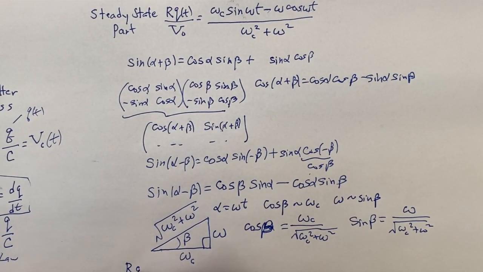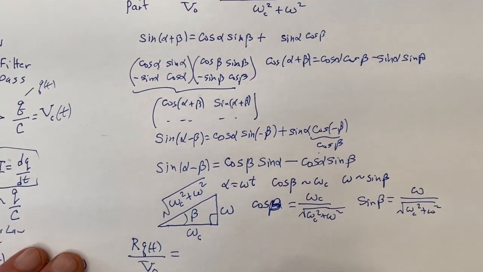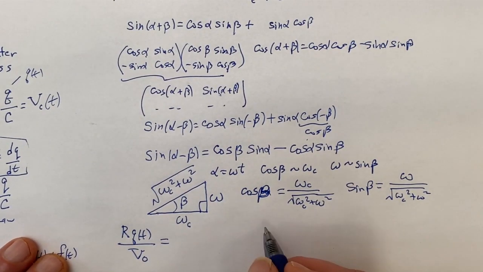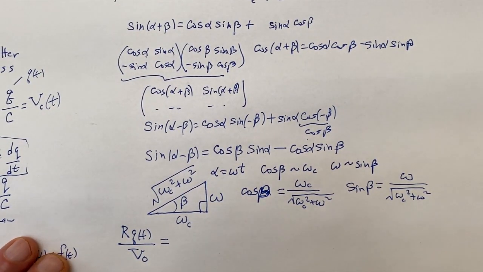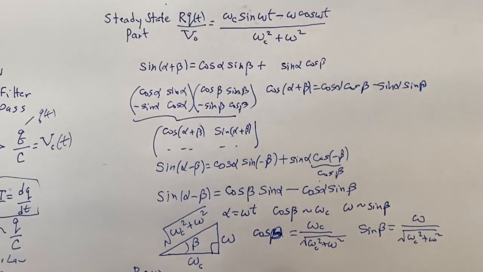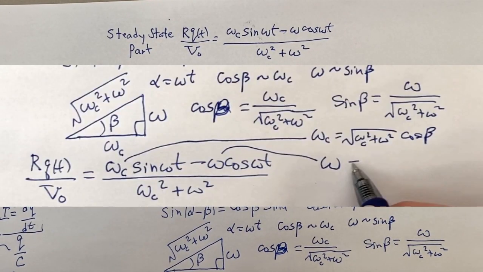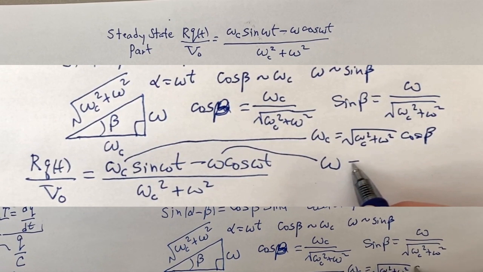We have R Q of t over V naught equals. If you want to substitute in, let me just go ahead and write this out for you up here so you can have it again. Let's go ahead and rewrite this. This is omega c sine of omega t minus omega cosine omega t over omega c squared plus omega squared. So this omega c would be the square root of omega c squared plus omega squared times the cosine of beta, just using this equation.